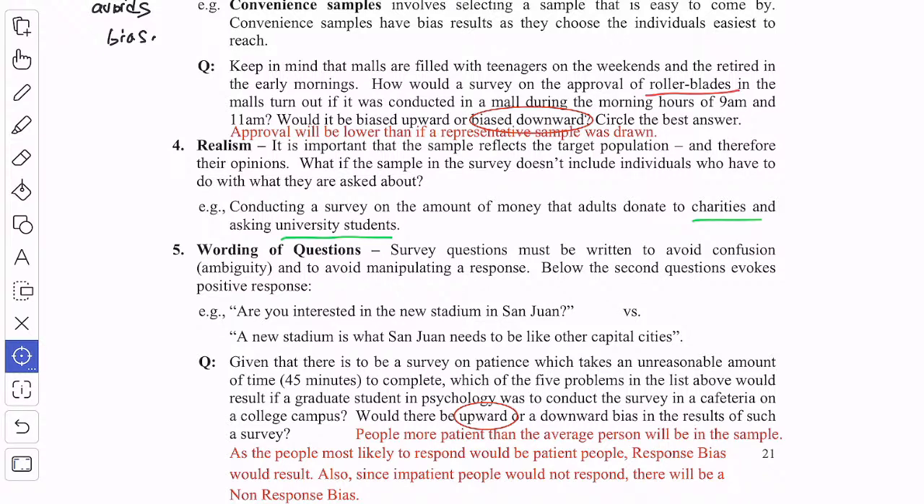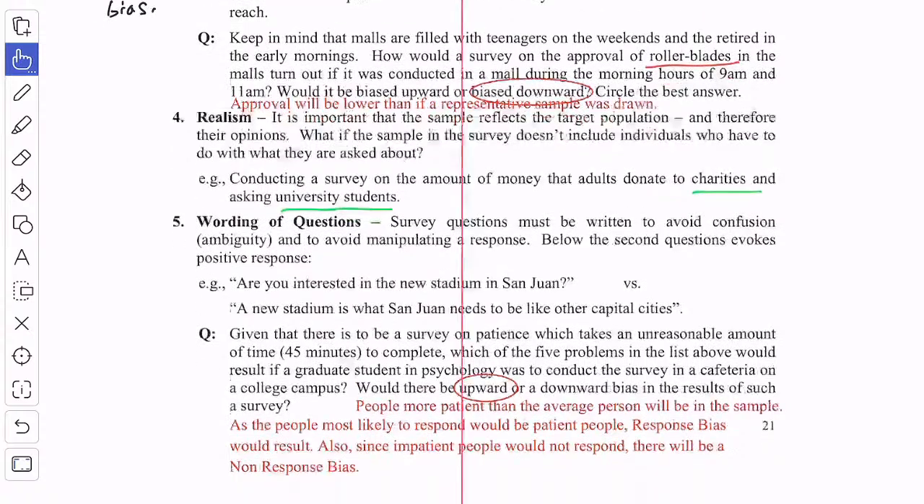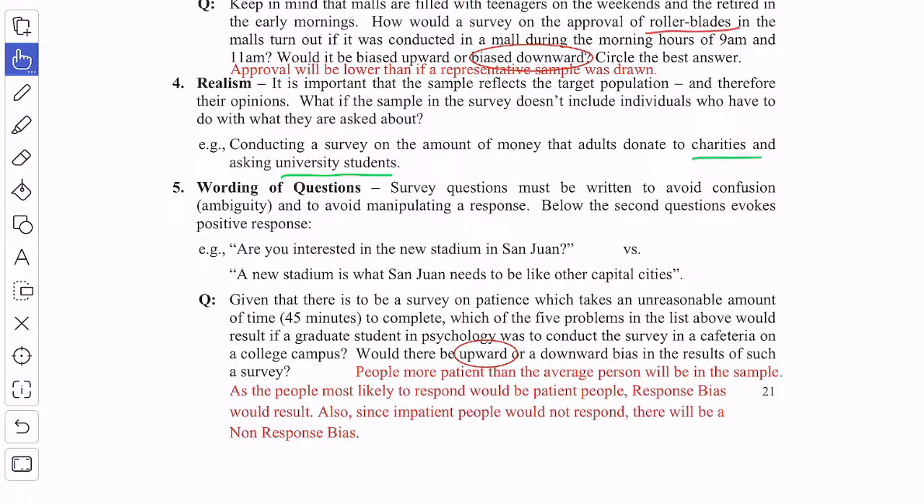So also this would be done to avoid evoking certain responses. For example, asking the question, are you interested in the new stadium in San Juan? That's a different type of question than, a new stadium is what San Juan needs to be like other capital cities, right? This is more emotional and invokes competition and pride, and that will result in different responses than this sort of question.